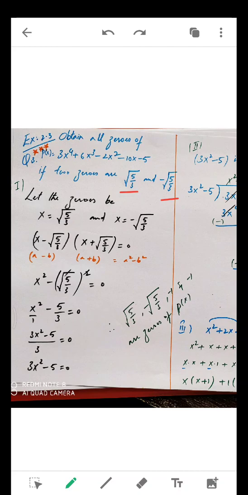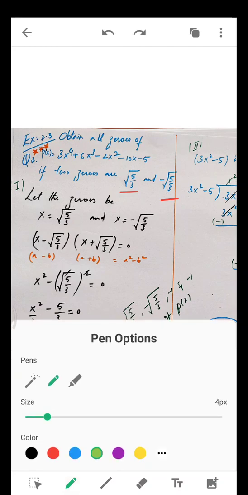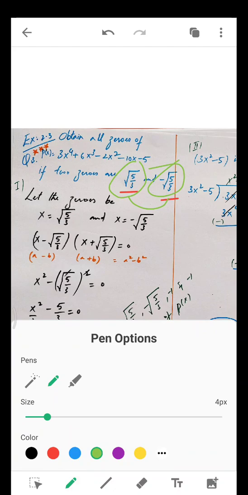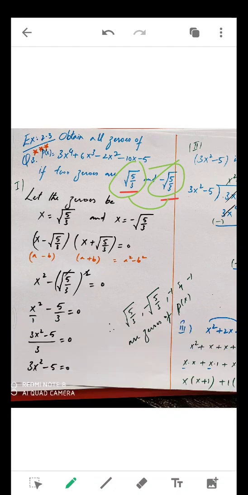So when two zeros are given, you have to find the other two zeros. Out of 4, 2 are already given to you. So I'll combine these two zeros and make a quadratic equation first. That is the first step in this type of questions. So we'll begin with this now. We'll combine both the zeros.